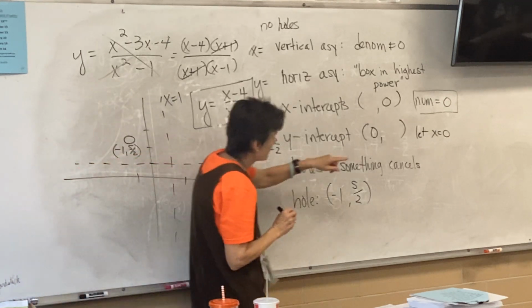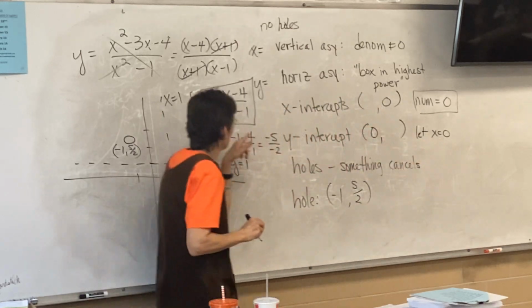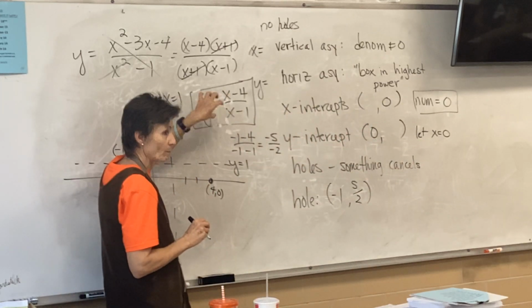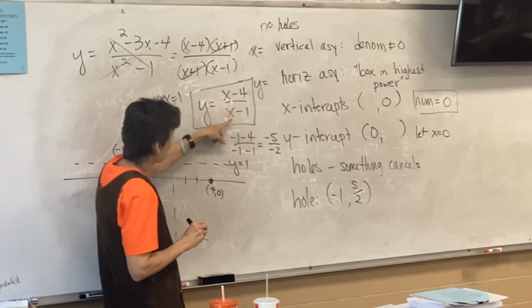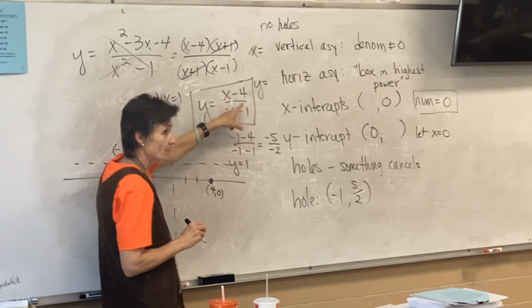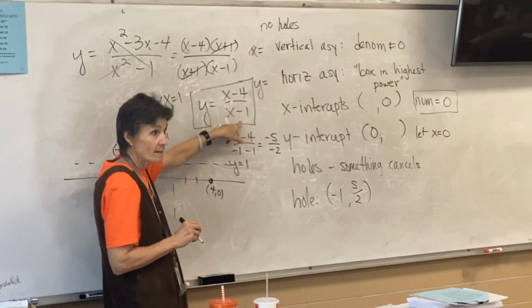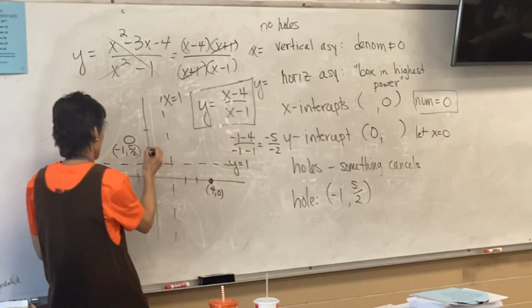And what happens if I let x be 0? If I let x be 0, remember this is where I'm doing it. If I let x be 0, what do I get? I get negative 4 over negative 1, which is 4 again.